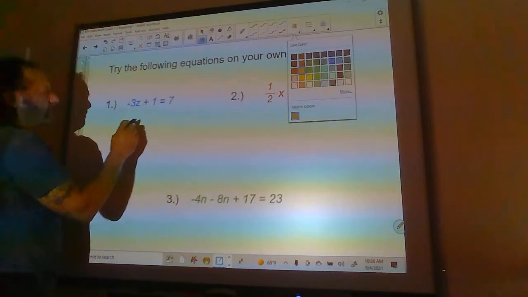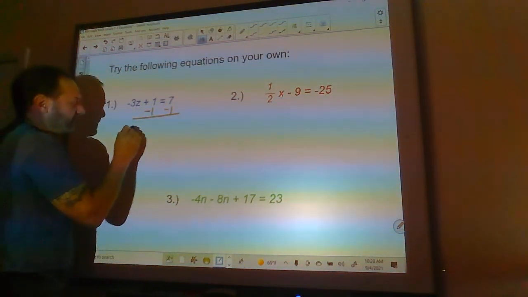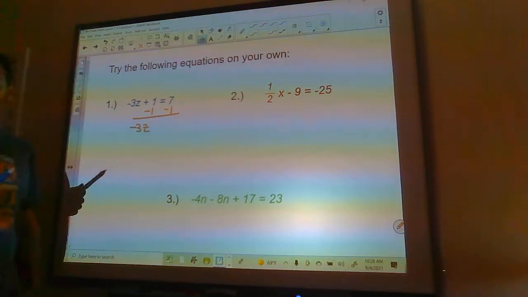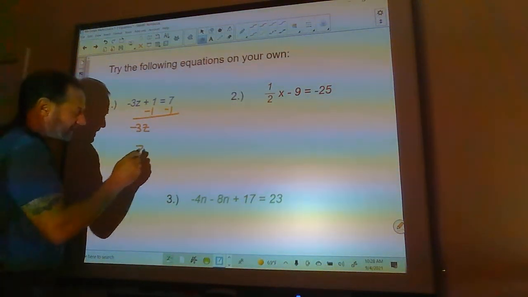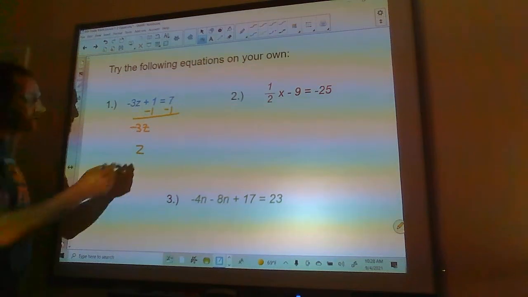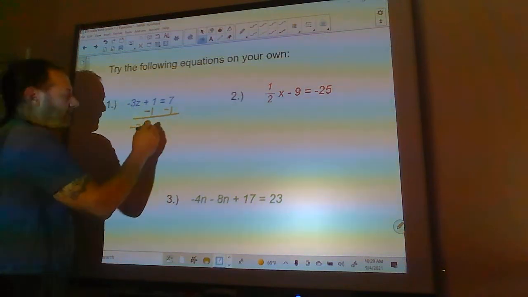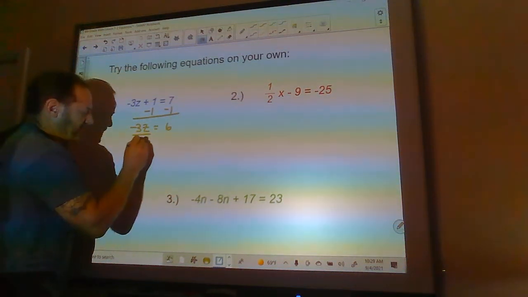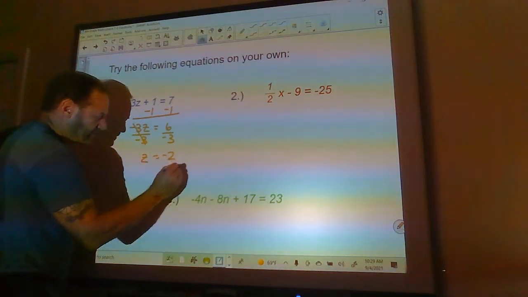Okay, so this first one, pretty simple. I need to get rid of this 1 here, so I'm going to subtract 1 from both sides. So that leaves me with negative 3z. Now, here's something. When you write a z in math class, you should always put the line through the middle. Because if I just write it like this, that looks like a 2. That can be confusing to me. It can be confusing to you. So if you put that little slash through the z there, that lets everybody know that's a z, that's not a 2. Okay, this equals 6 over here. And then I'm going to divide both sides by negative 3. And that cancels out, and I get z equals negative 2. And I'm done with that one.